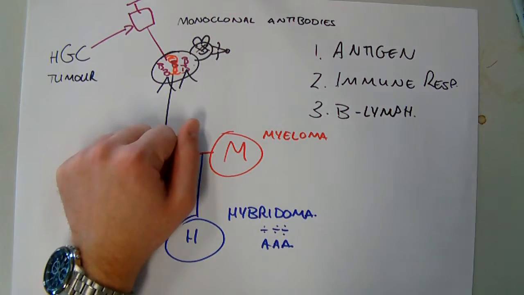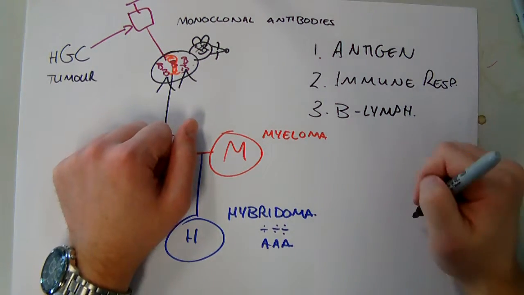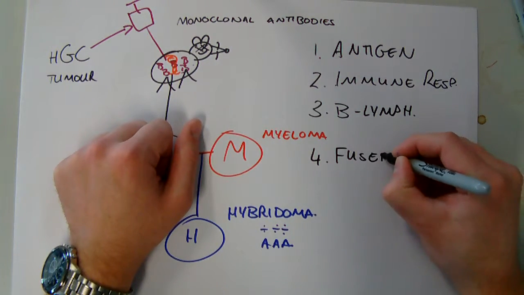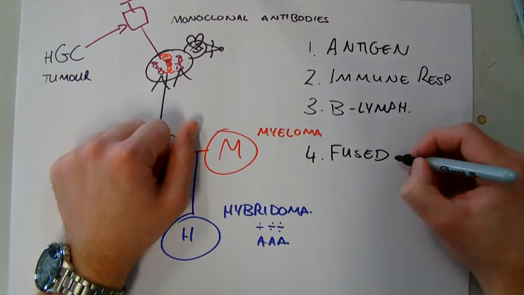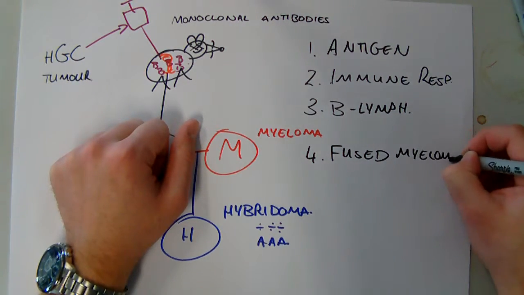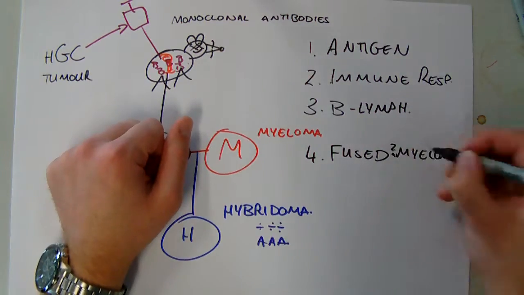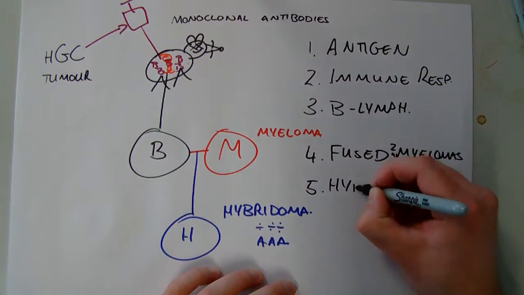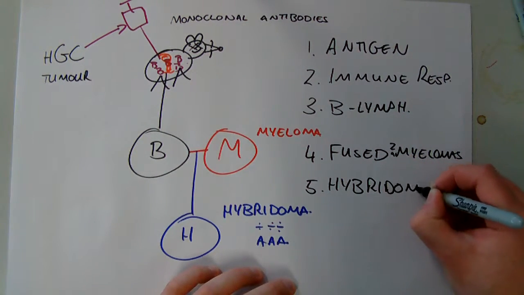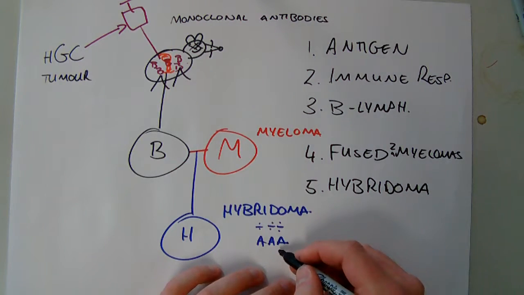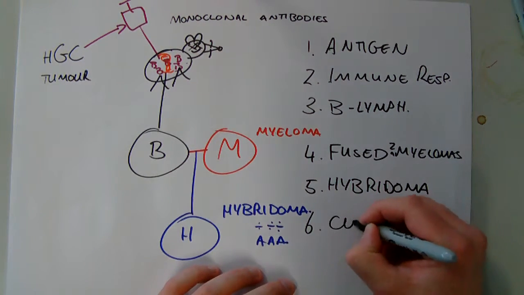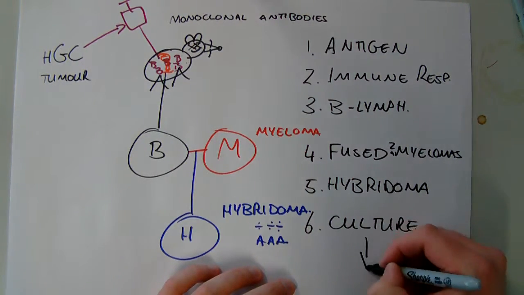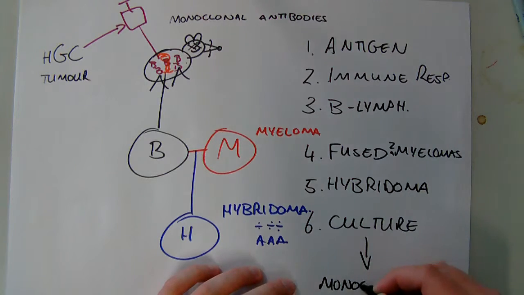Mr. Mouse is then terminated, and his spleen is removed, and so his B lymphocytes are removed, and then those B lymphocytes are fused to cancerous B cells, or myelomas. So, fused to myelomas, and when you fuse them together, you make a hybrid of the two types of cells, which means you make a hybridoma. Now, my hybridoma will divide and divide and divide and make lots and lots of antibodies. You can put that into a culture, be it a petri dish or a fermenter, and then that culture is going to make lots and lots and lots of monoclonal antibodies.